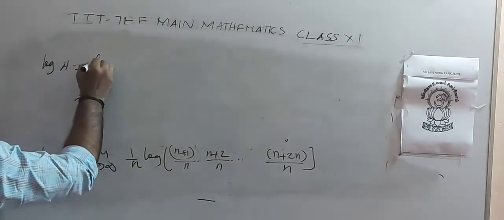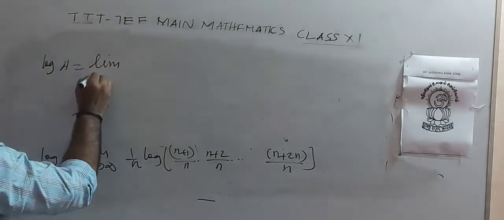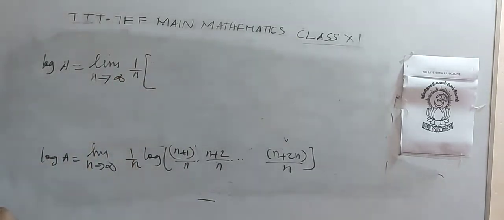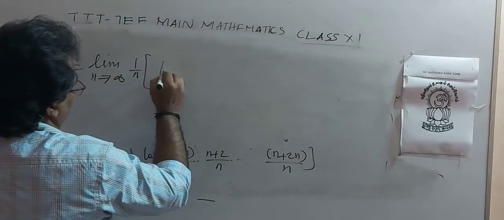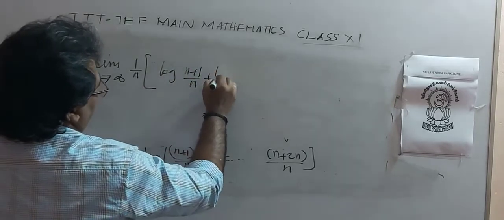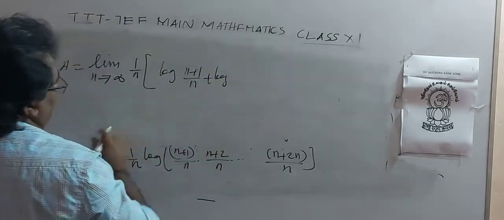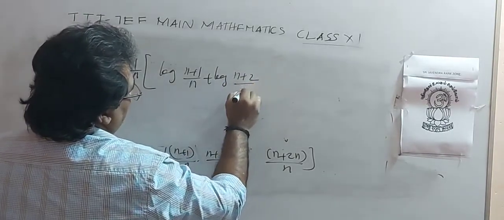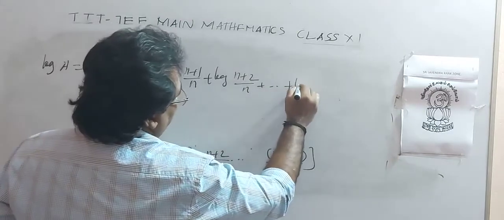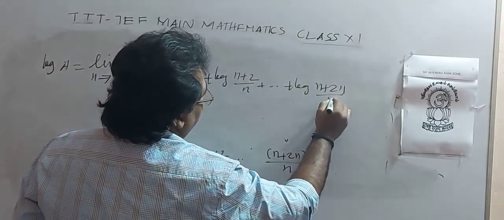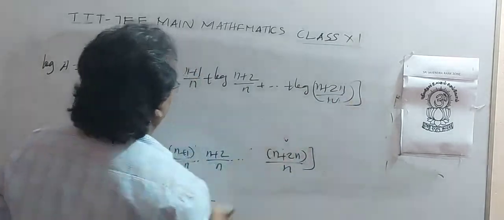log a equal to limit n tends to infinity 1 by n [log n plus 1 by n] log n plus 2 by n plus etc. log n plus 2n by n.